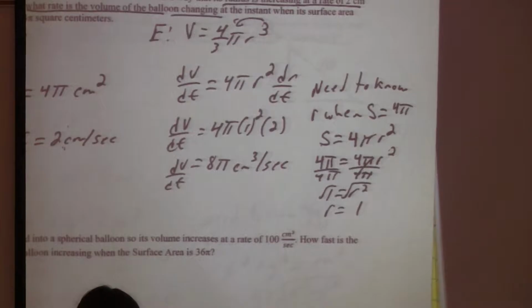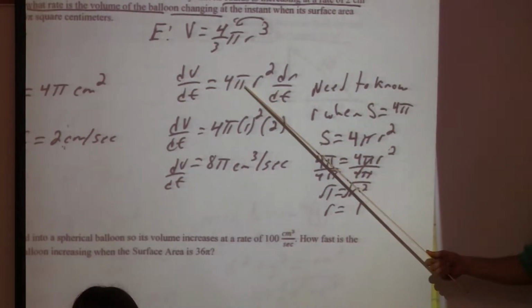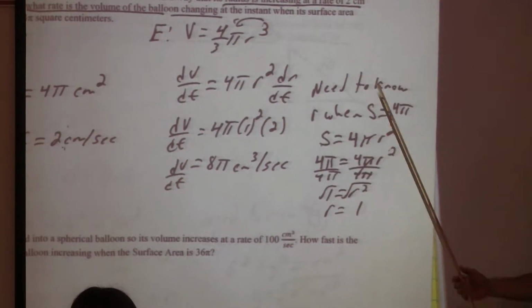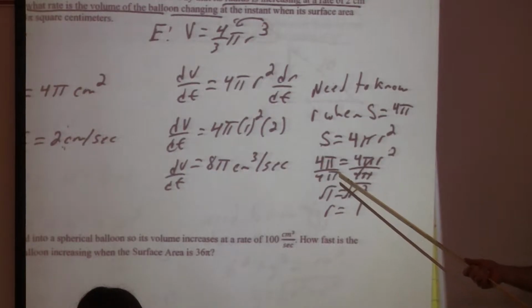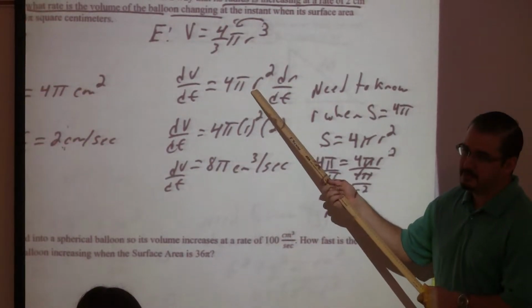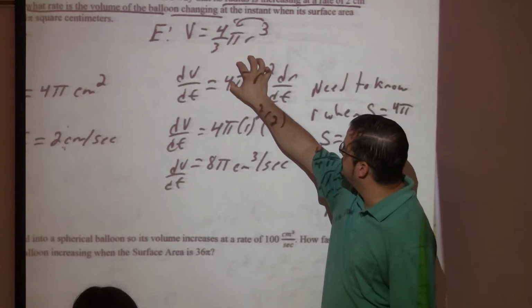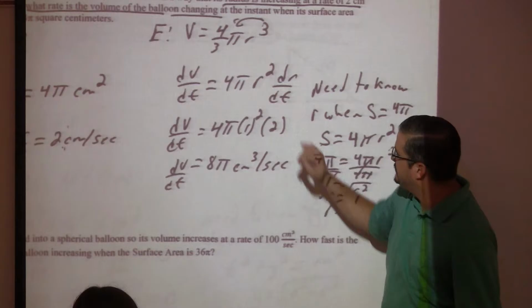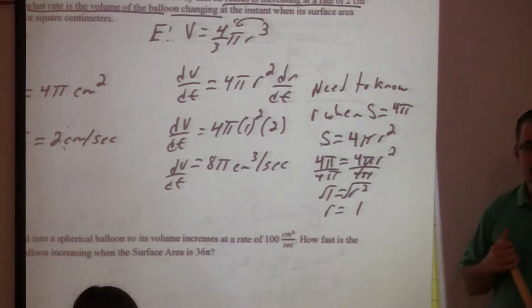Did anybody notice anything in the problem that maybe we didn't have to do all this work? It's in the derivative, right? So 4 pi r squared is right there. So technically this right here is the surface area, which we know already is 4 pi. So do I even have to find r? No. Could I just replace all of this with 4 pi, and then multiply by 2 and get 8 pi, right? Wow. Okay.